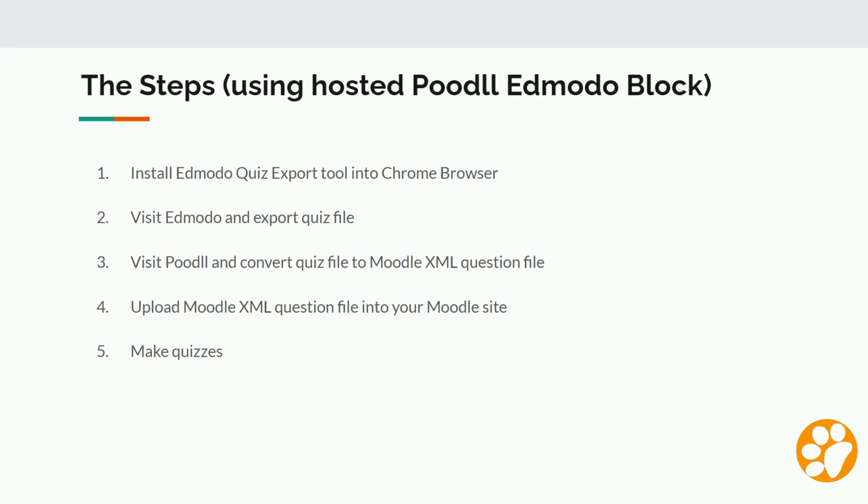So the initial steps are the same. You'll need to create the exported quiz file by using the Chrome extension. But at the point that you have the quiz file, we're going to visit our hosted Poodle Edmodo block and convert that quiz file into a Moodle XML file. And then we'll go to our Moodle site and import that. So let's have a look at that.